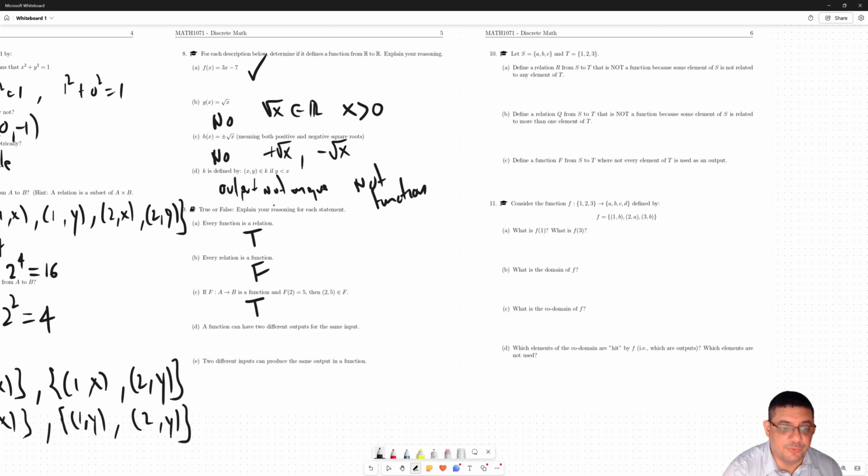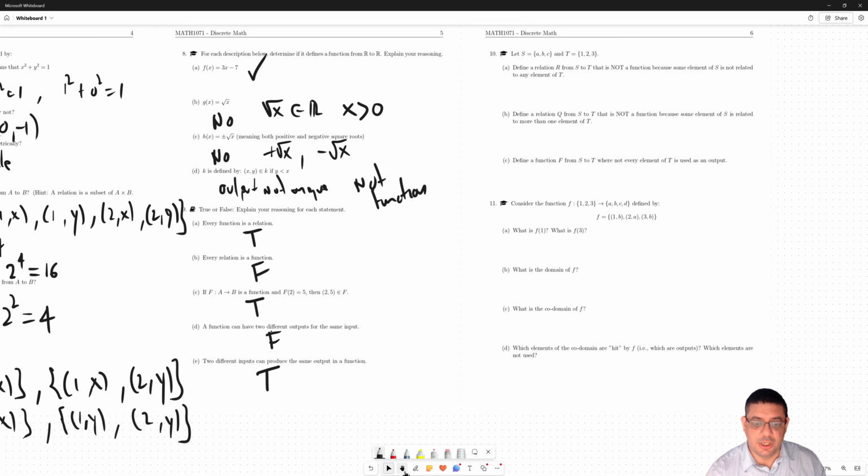A function can have two different outputs for the same input. This is false. One of the conditions of being a function is that it can only have one output. Now, two different inputs can produce the same output. This is true. We have the constant function in particular, where you can send different inputs to the same output.